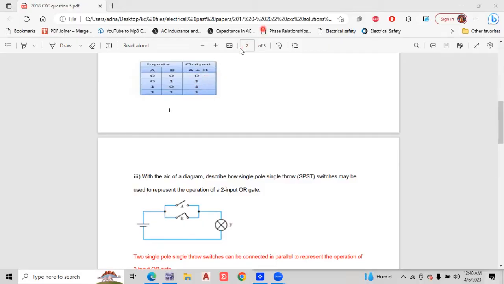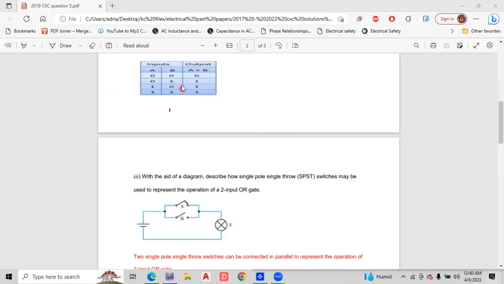All right. So for the third row, A is 1, so it means that the switch at A should be closed, and B is low, so B should remain open. So again, there is a complete path for current to flow, so the lamp will turn on, so you'll have a 1 output.